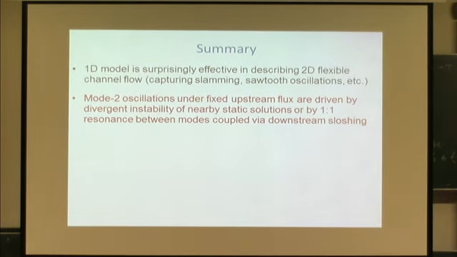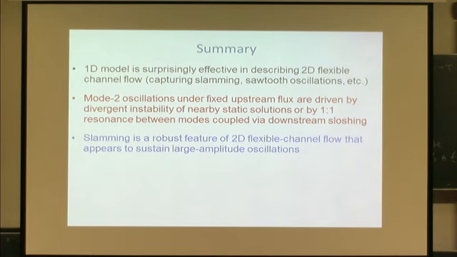There are a number of different mechanisms causing the onset of instability, and these are very sensitive to the inlet boundary conditions, whether you prescribe the pressure or the flux. And if you prescribe the flux, then there's different mechanisms that we found depending on the length of the downstream segment. So this is very much a global problem. And we found that there's either a mechanism which involves a divergent instability of two nearby steady states or a resonant interaction.